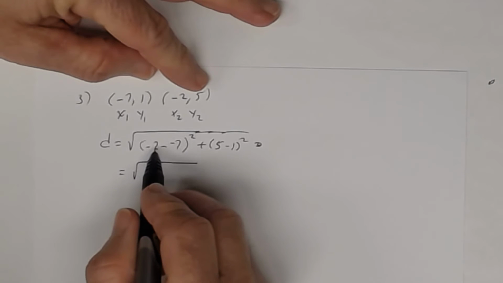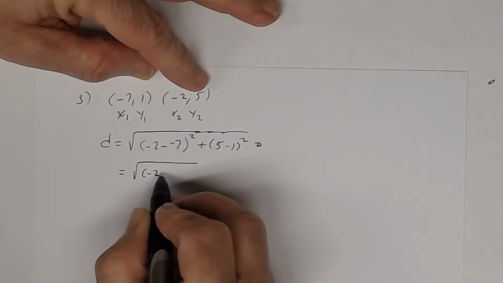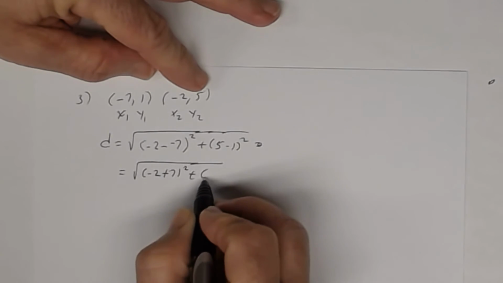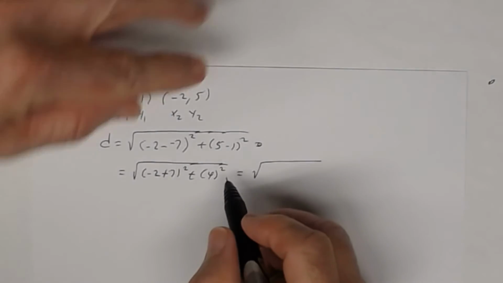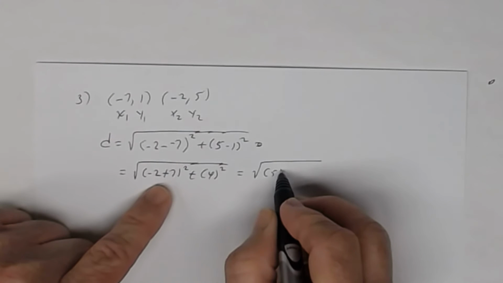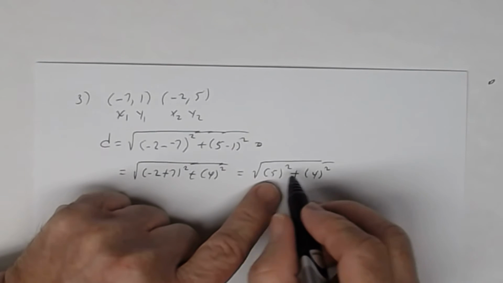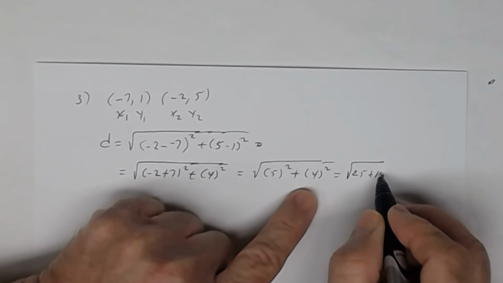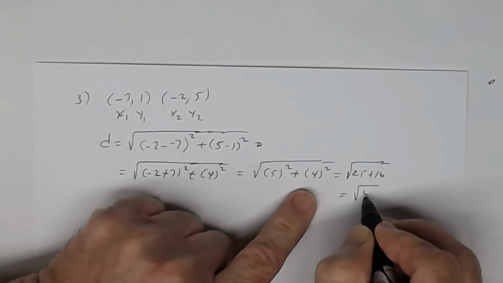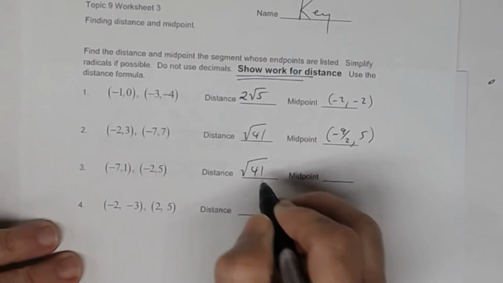parentheses here, negative 2 subtract negative 7 means negative 2 plus the opposite. So that's negative 2 plus 7 squared, plus, and then 5 subtract 1 is 4 squared, right? So that becomes the square root of, and then negative 2 plus 7 is 5. I'm squaring 5, and I'm also squaring 4, right? And then let's go ahead and square that 5. So I get the square root of 5 squared is 25, 4 squared is 16, and in this case I also get the square root of 41. And we just saw that I cannot simplify the square root of 41. So number 3, you get the square root of 41.